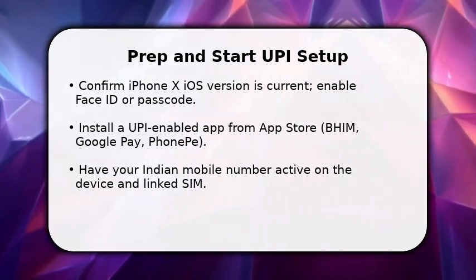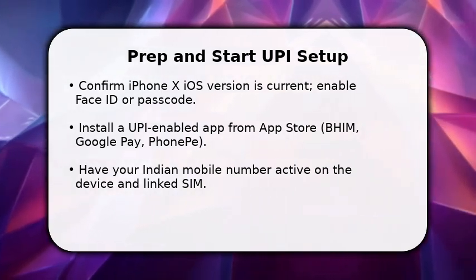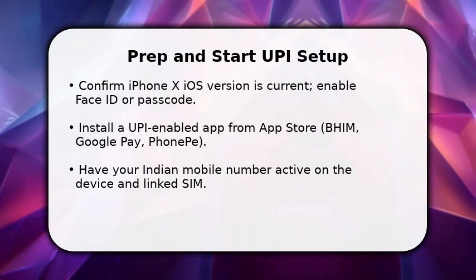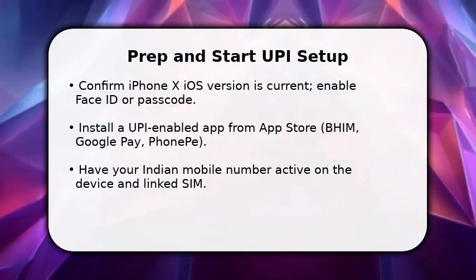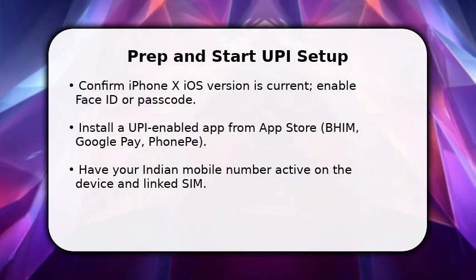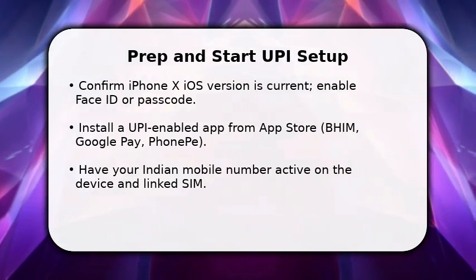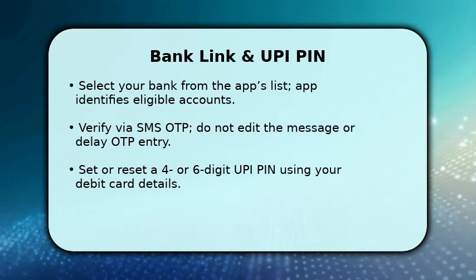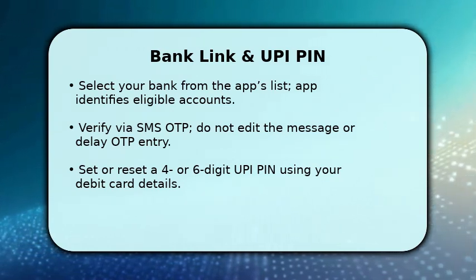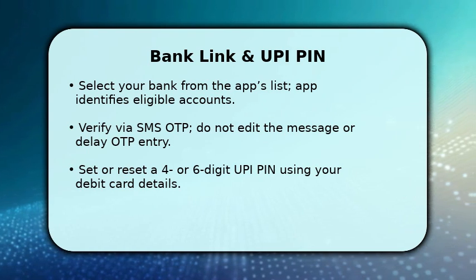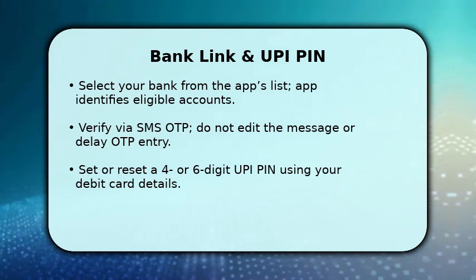Now open the app and allow required permissions, notifications, contacts, and SMS, so the app can verify your number automatically and proceed to bank selection. Once the app finds your bank accounts, pick the account you want to use and start verification. You will receive an SMS OTP. Enter it promptly so the app confirms your account binding.